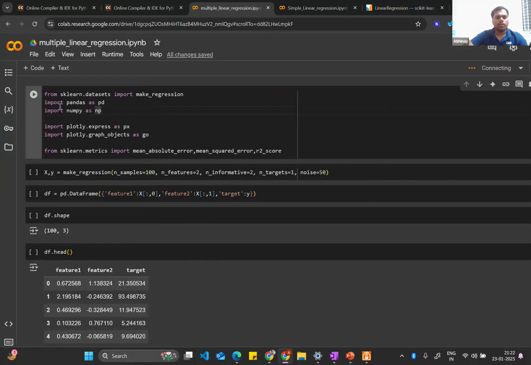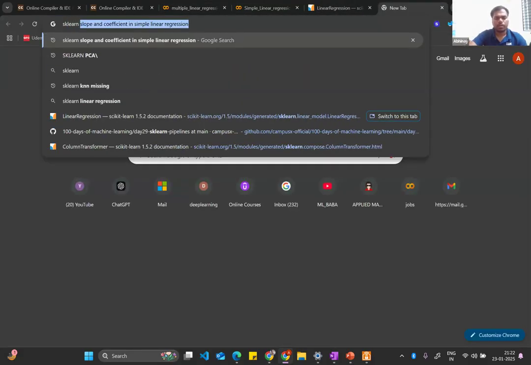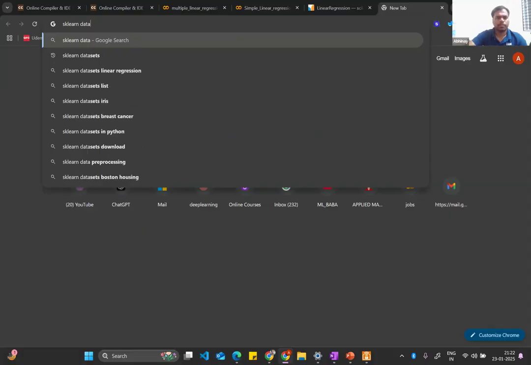Okay, so what we did in this scenario, in the multilinear regression, is that we have not imported any kind of data. We made our own data using the make_regression function. There is a function in sklearn.datasets. If I can show you, I can show you the sklearn datasets, right?